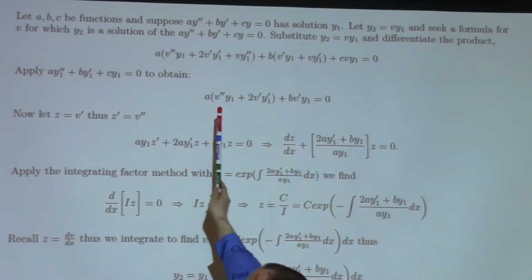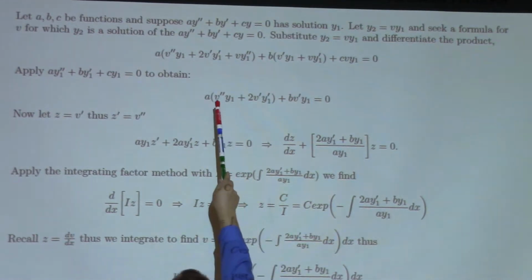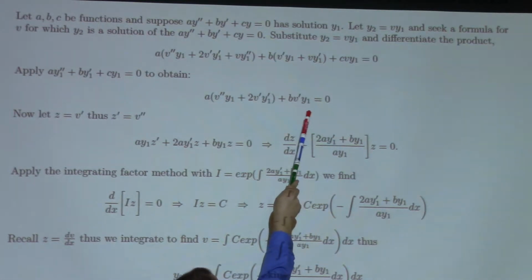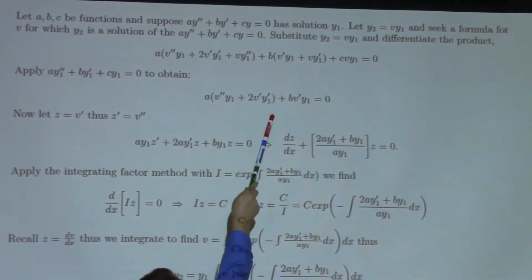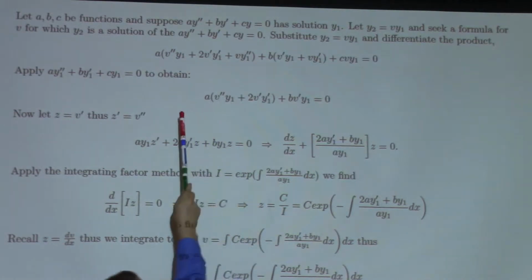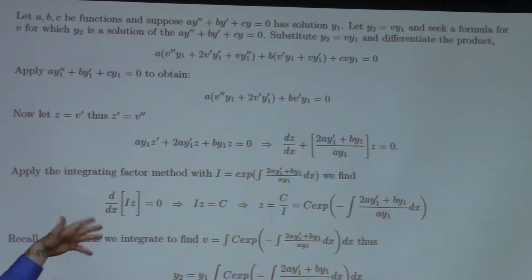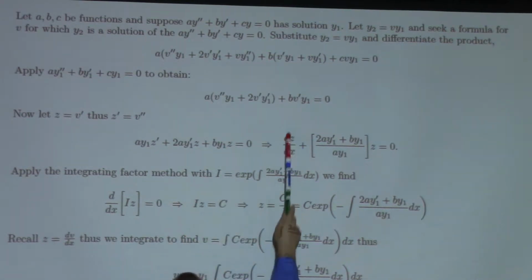Okay, so I'm just plugging in v2, which is vy1 differentiated twice, differentiated once, plug it in. But some of those terms go away because we know that y1 is a solution, right? So the y1 prime prime times a, and the b times y1 prime, and the c times y1 all get multiplied by a v, right? So that drops out, and it just leaves you with these guys, right?